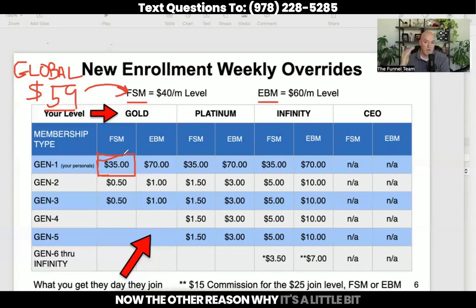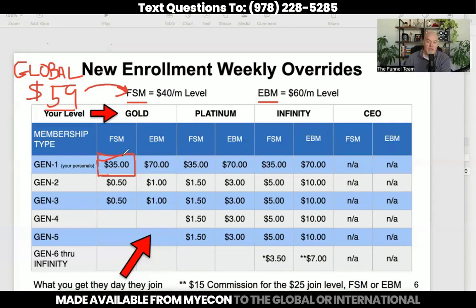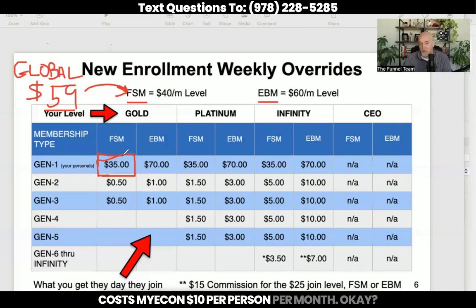Now, the other reason why it's a little bit lower than the traditional US-based membership is also for the actual fee to the travel membership, because the product, the service that is going to be made available from myEcon to the global or international member outside of the USA is the travel membership. For each travel membership that myEcon has, it costs myEcon $10 per person per month. So I want you to realize that. So there's an actual fee on the back end.